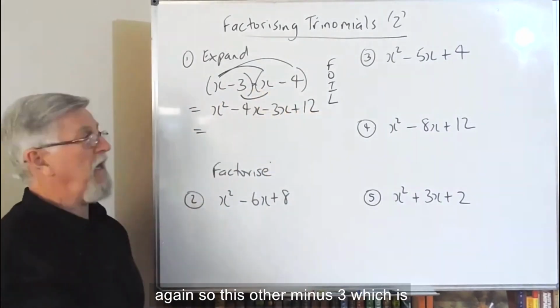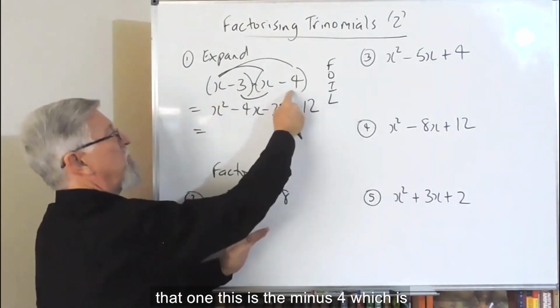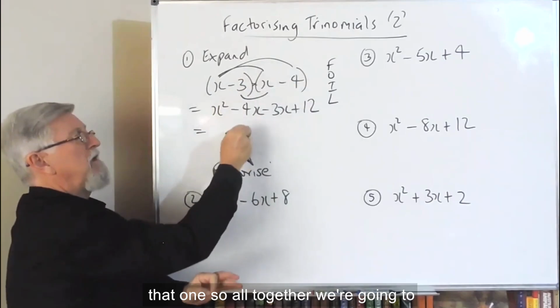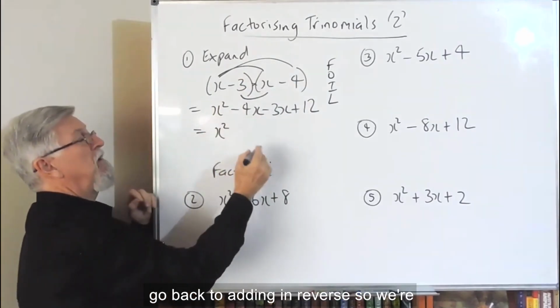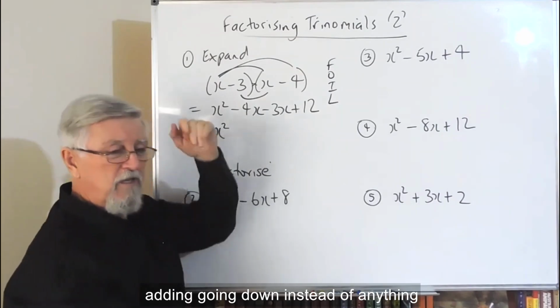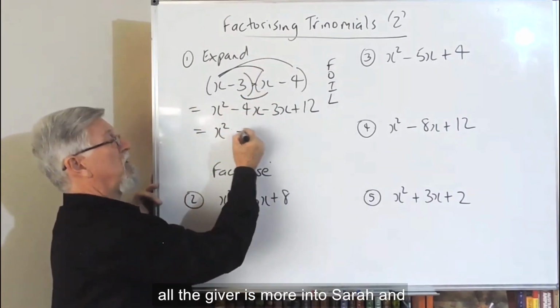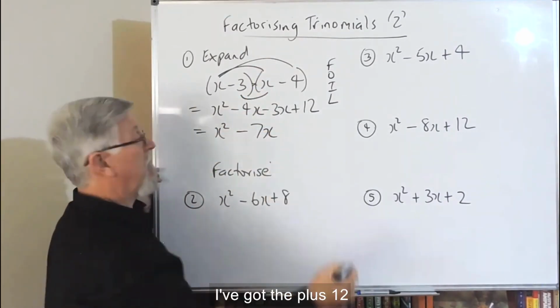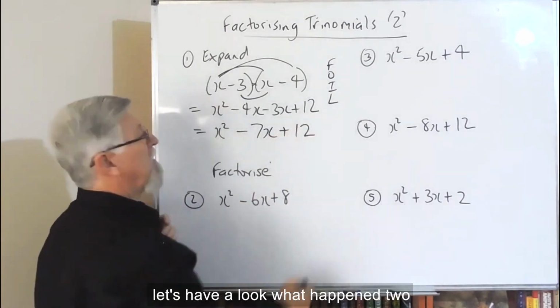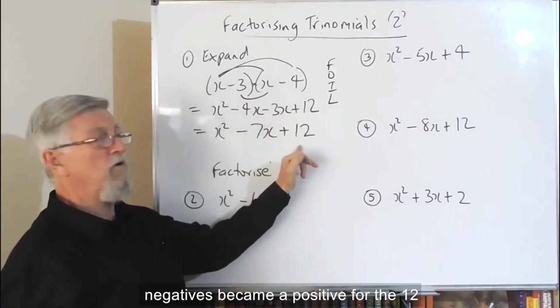Let's have a look at what happened again. So this was a minus 3, which is that one. This is a minus 4, which is that one. So altogether we're actually adding in reverse. We're adding going down instead of adding going up. So minus 4 and minus another 3 altogether is minus 7. And I've got the plus 12. So let's have a look at what happened. Two negatives became a positive for the 12.